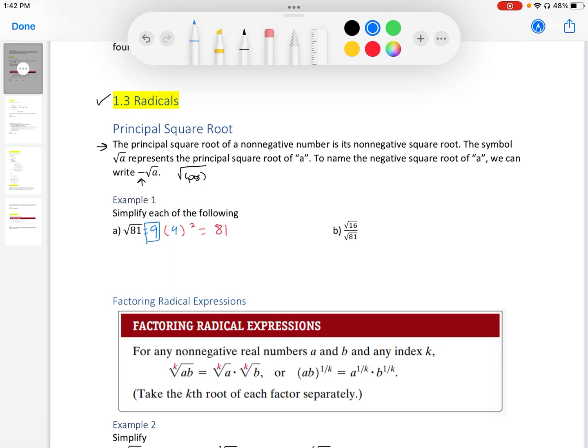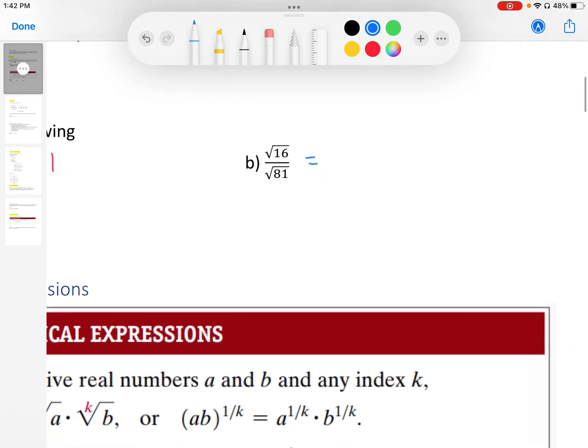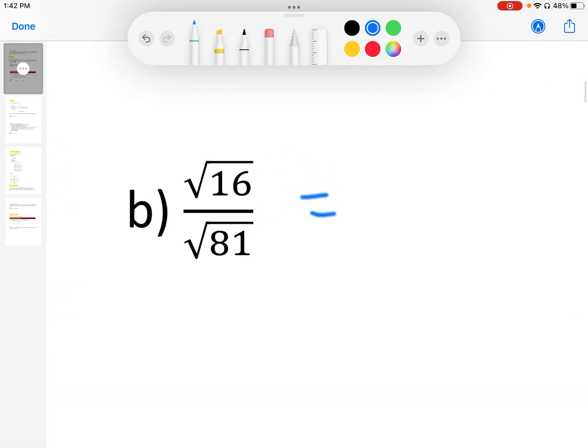We can also use square roots with fractions, like we see for part B. We're asked what's the square root of 16 divided by the square root of 81. Well, we can evaluate the numerator and the denominator separately. The square root of 16 is 4. The square root of 81 is 9.